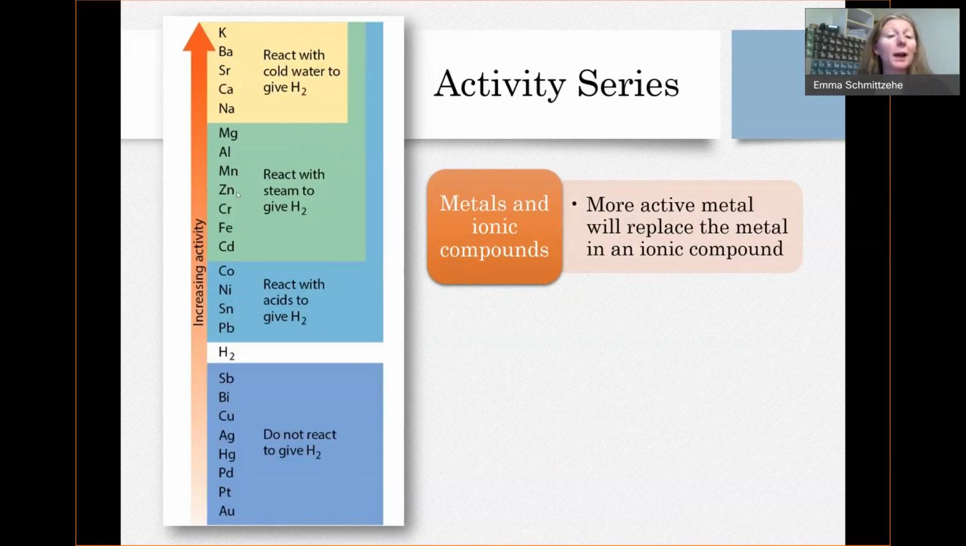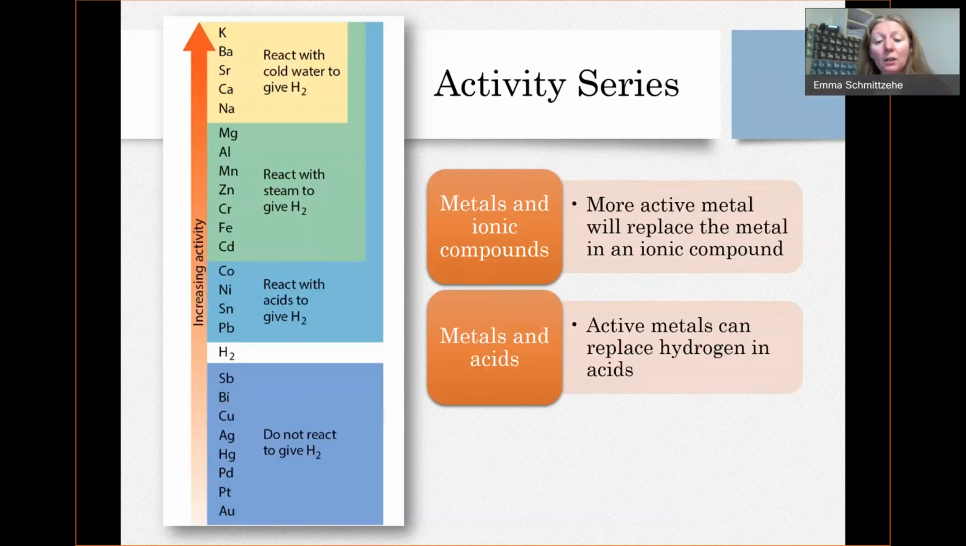But if you had the opposite, say you had barium reacting with potassium chloride, well, barium is less active, so it would not replace the potassium in potassium chloride. So we would typically say that there's no reaction, or at least that the predicted reaction is non-spontaneous. So when you're dealing with metals and ionic compounds, you have to have a metal that's higher on the list, or more active, in order for the reaction to be spontaneous.